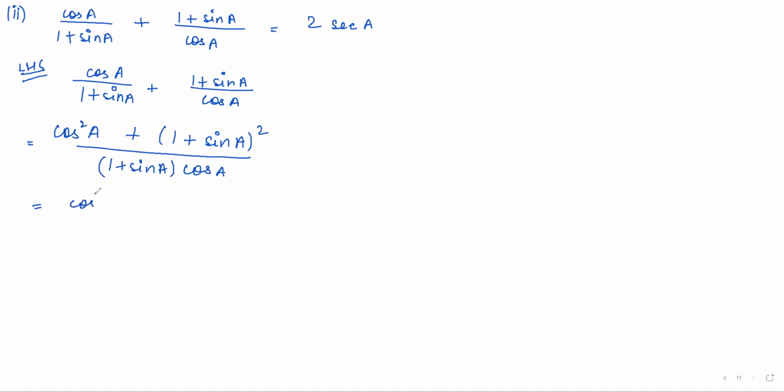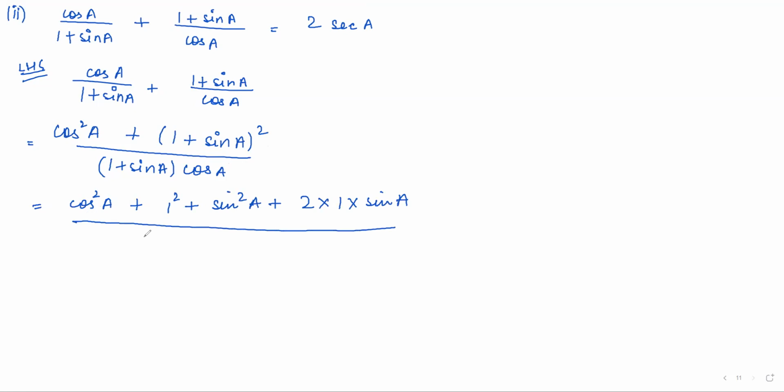Now I have cos squared A plus, so this is now a plus b whole squared, right? So a squared plus b squared plus 2ab. That means 2 into 1 into sin A, and then divided by 1 plus sin A into cos A. Okay, now you look at this: cos squared A plus sin squared A becomes 1.